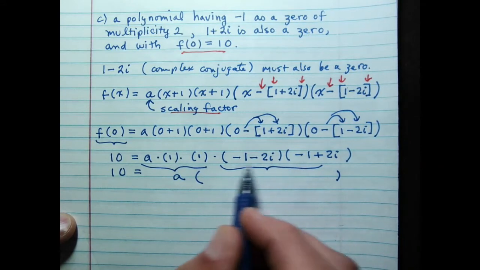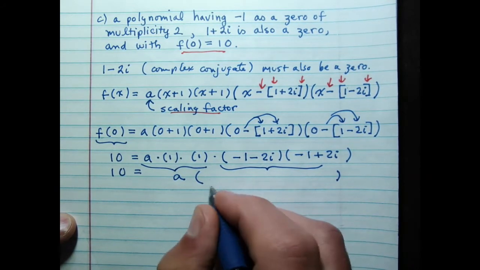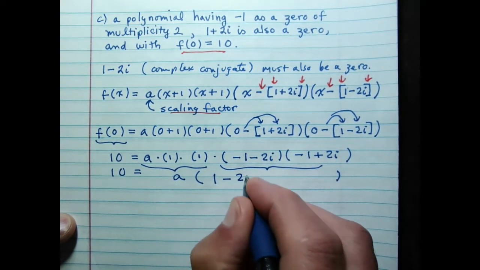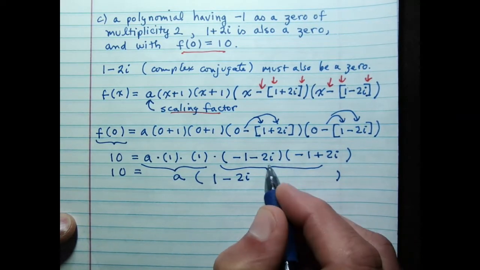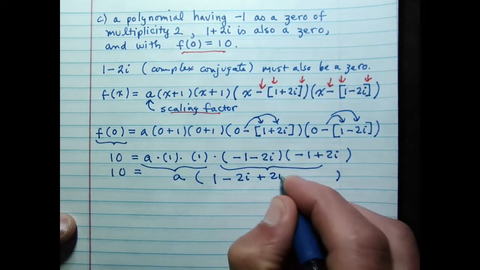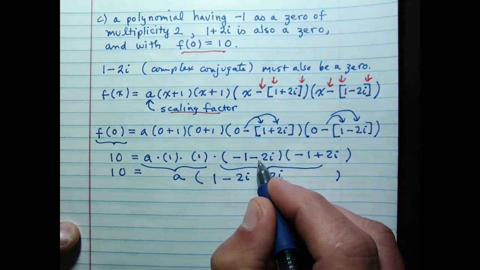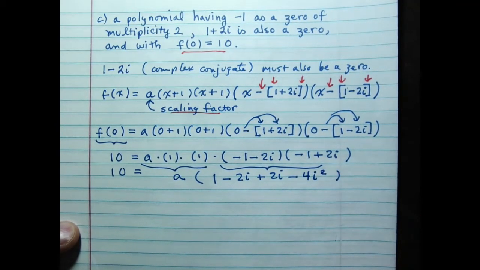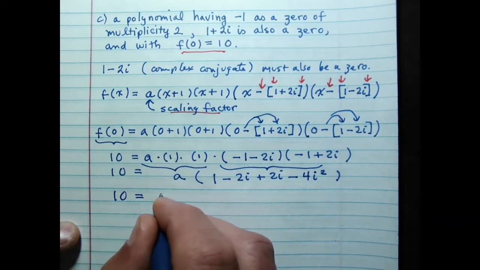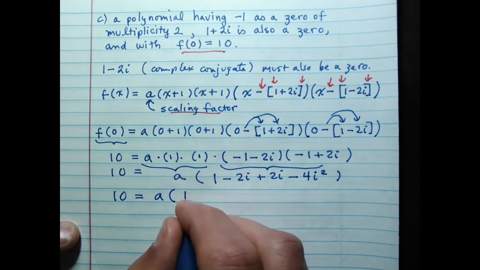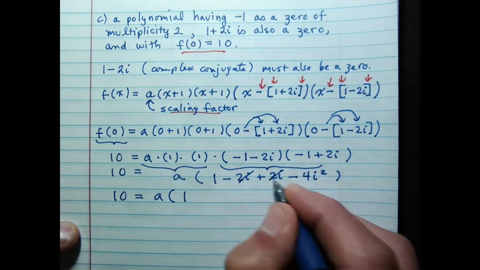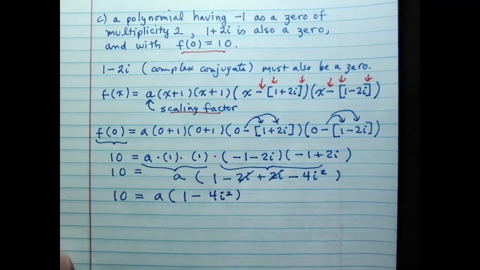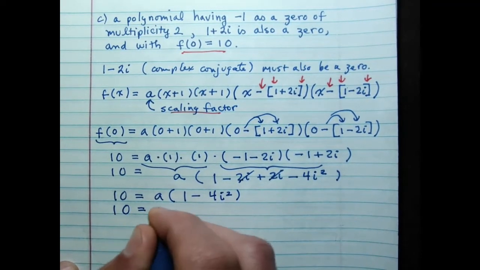This is like a FOIL problem. -1 times -1 is -1 squared, or +1. Outside, I get -2i. Inside, I get a negative times a negative, which is +2i. And then the L, a negative times a positive, is -4i squared is what I got. So I have 10 is equal to a times 1 minus 2i plus 2i cancels out, but I have minus 4i squared. So you've got to be careful with that i business, right?